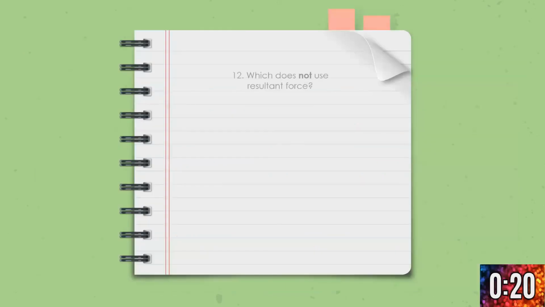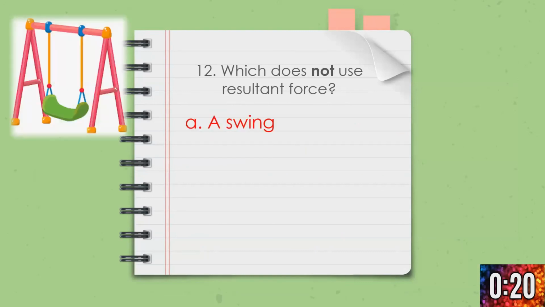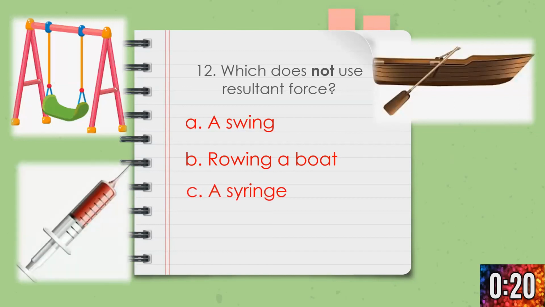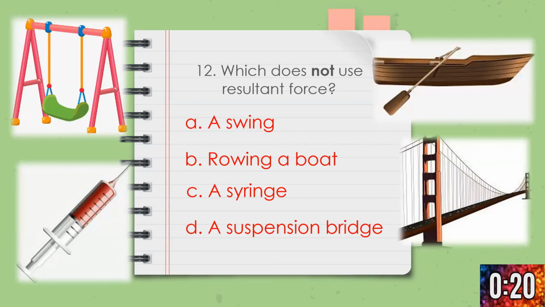And for the last number, which does not use resultant force? A. A swing. B. A rowing boat. C. A syringe. Or D. A suspension bridge. Which does not use a resultant force?